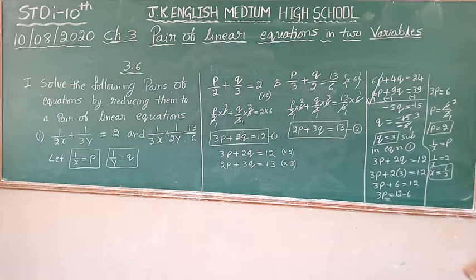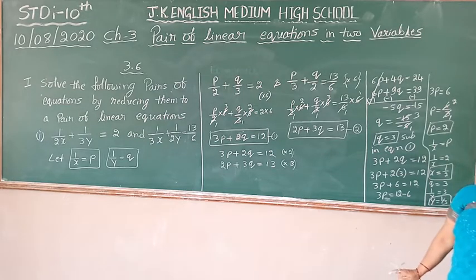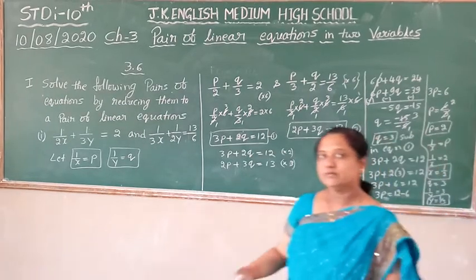In the same way, q is equal to 3. We have taken 1 by y is equal to 3, then y is equal to 1 by 3. So the y value we got is 1 by 3 and the x value we got is 1 by 2. This is the method of finding the variable values.